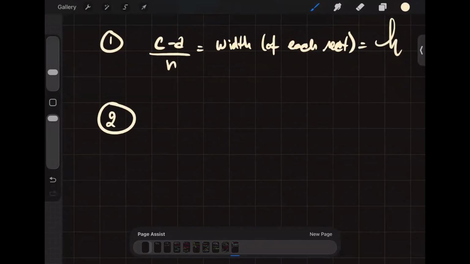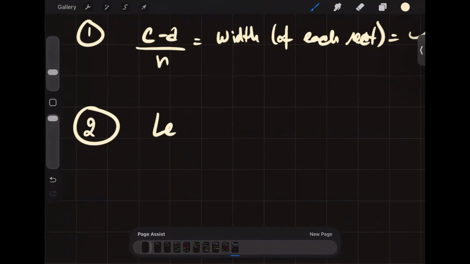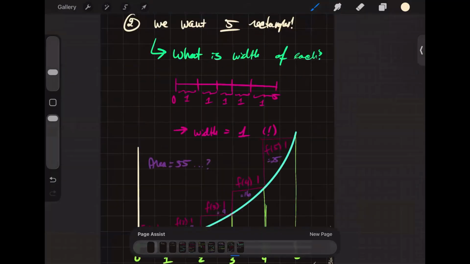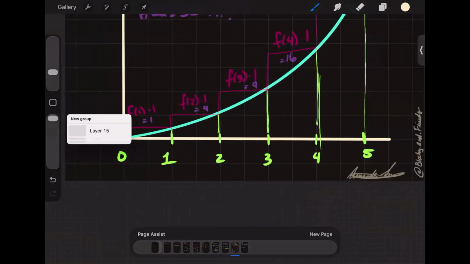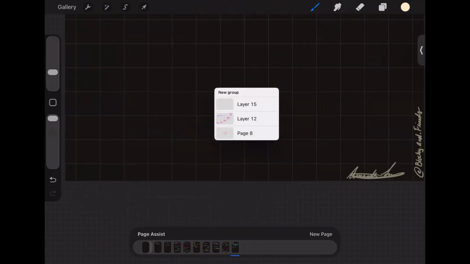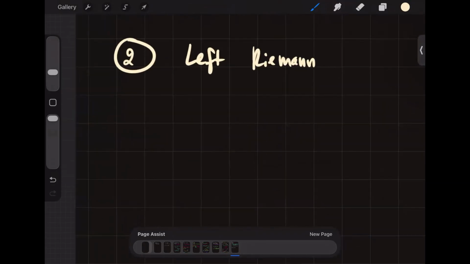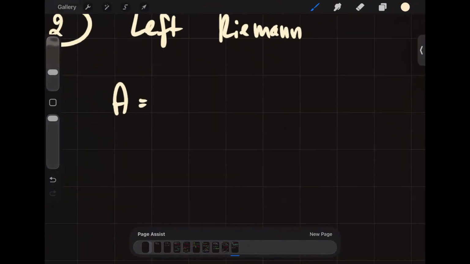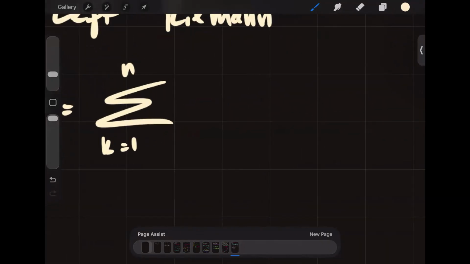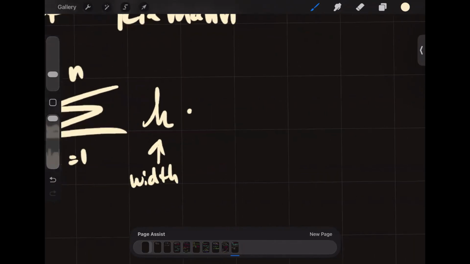Two, for the left Riemann, right? Left takes the lower points. The left Riemann will have the area equal to the sum from the first rectangle to the nth rectangle, because we have n of them, 1, 2, 3, 4, 5, all the way up to n, of the width times the height of each rectangle.